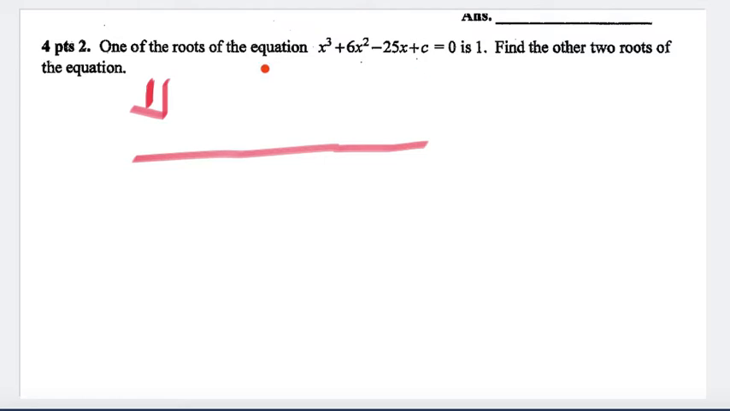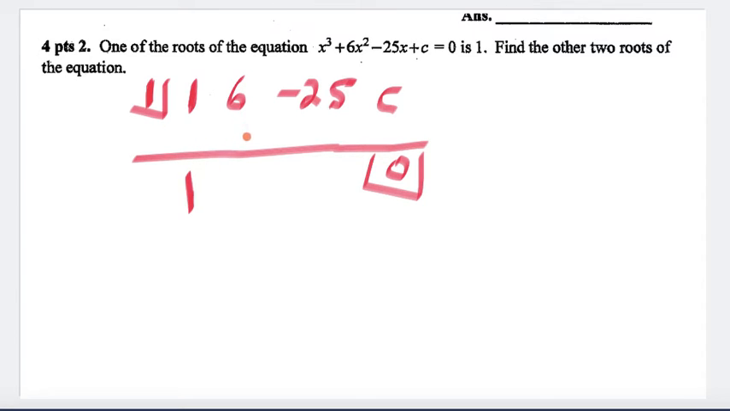rational root theorem here. We get the coefficient of x cubed is 1. Synthetic substitution is synthetic division. Hopefully you learned this in Algebra 2. 1x cubed, 6x squared, minus 25x, and c. But we know it's going to come out to 0. It's going to come out to 0 when I do the synthetic substitution because they say that 1 is one of the roots. 1 just comes down. 1 times 1 is 1.